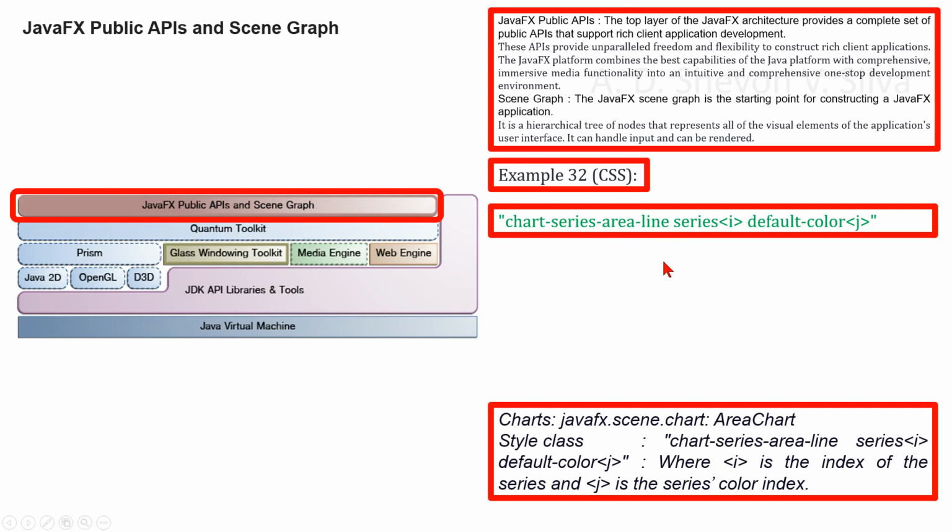In javafx.scene.charts, in charts, the style class chart-series-area-line series-I default-color-J, where I is the index of the series and J is the series color index, the properties node.